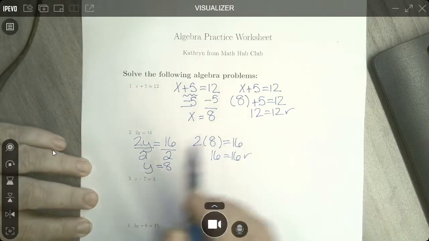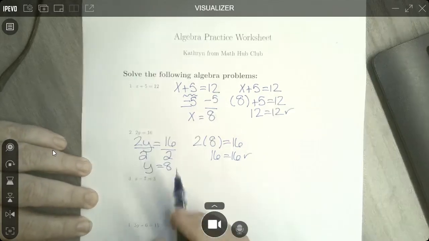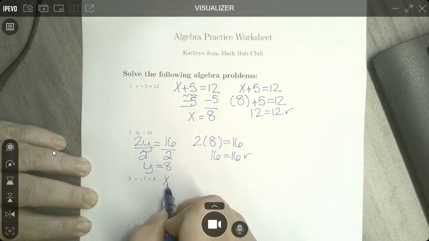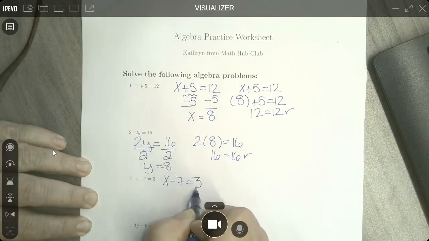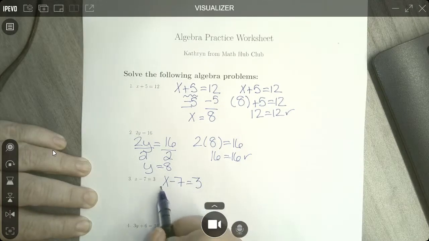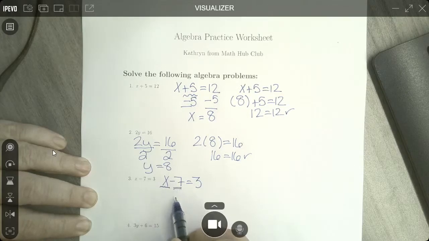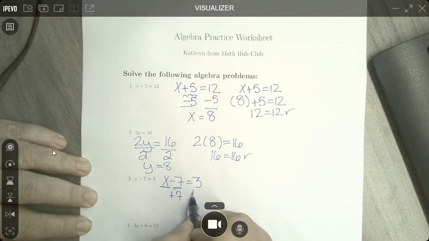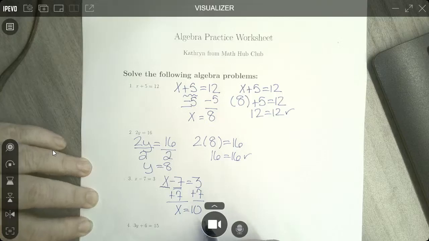Let's look at the next one. The next one is x minus 7. So I'm going to write that out. x minus 7 equals 3. Now I want to get my variable by itself. So what is the opposite of subtracting 7? Adding 7. You are correct. That means I'm going to add 7 to both sides. So x equals 10. But we want to check it.